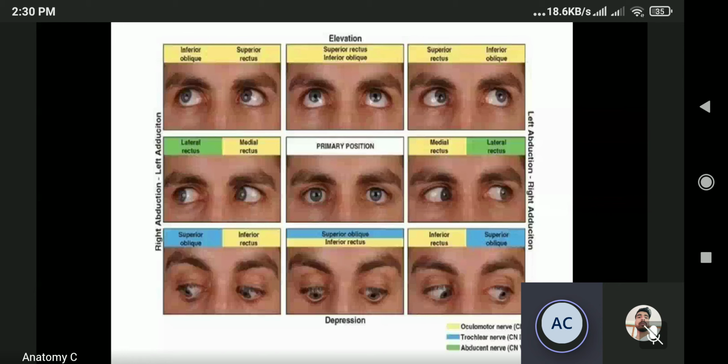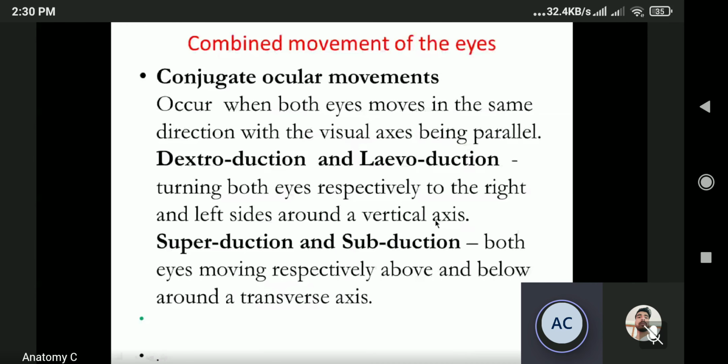Now we are studying the combined movement of the eye, so conjugate ocular movement. It occurs when both eyes move in the same direction with visual axis being parallel. Of optical axis and visual axis, you have to understand in the next slide I'll show you.